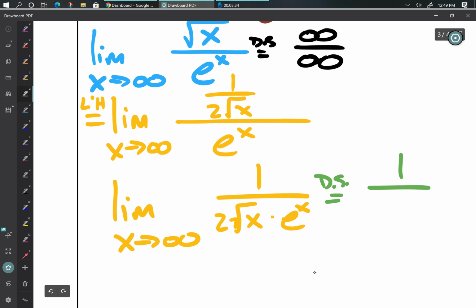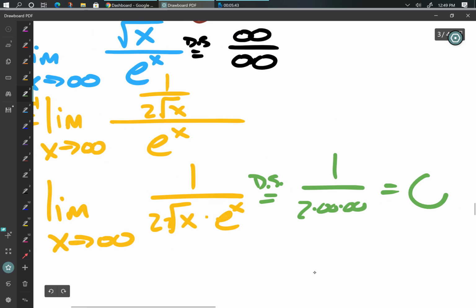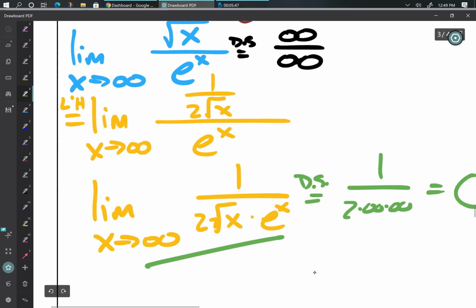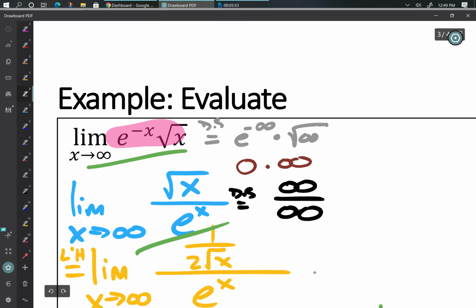And now by direct substitution, I've got 1 over 2 times infinity, or 0. And so if the yellow, or the gold if you prefer, is equal to infinity, that means that the blue is equal to 0. And if the blue is equal to 0, that means the original pink up there that I highlighted was equal to 0. Or in this case, 0 times infinity is equal to 0.